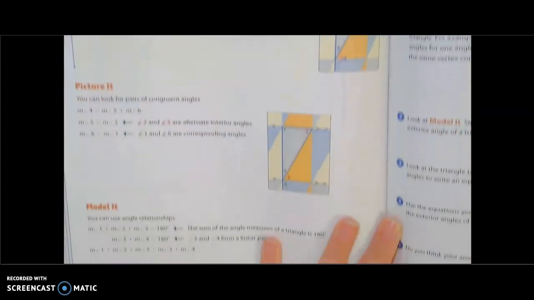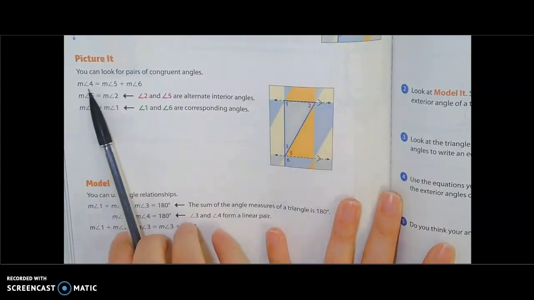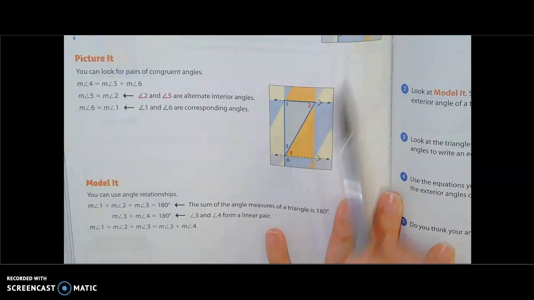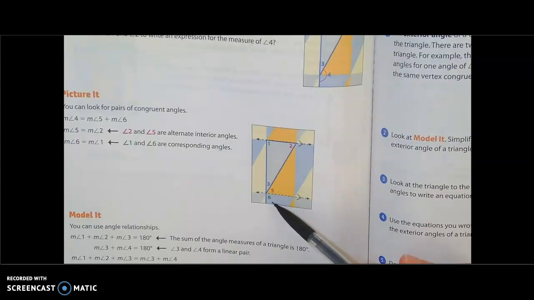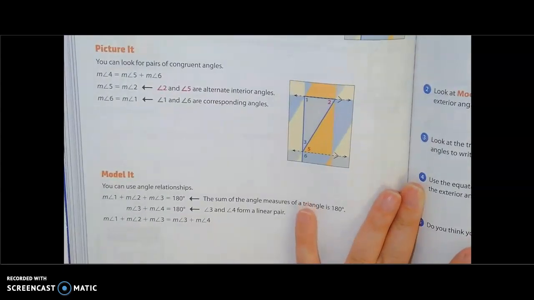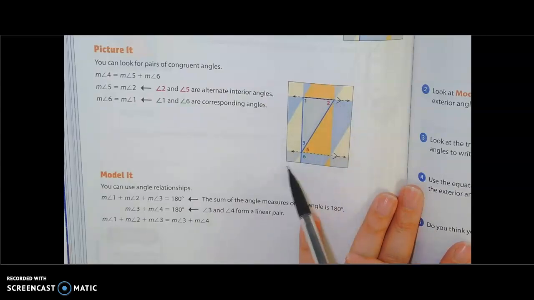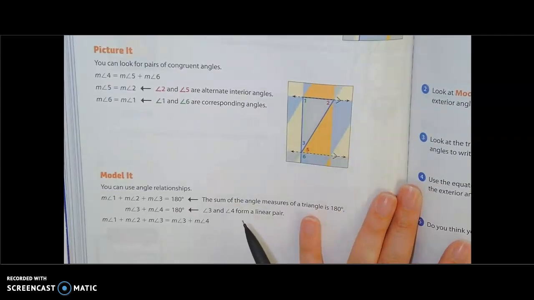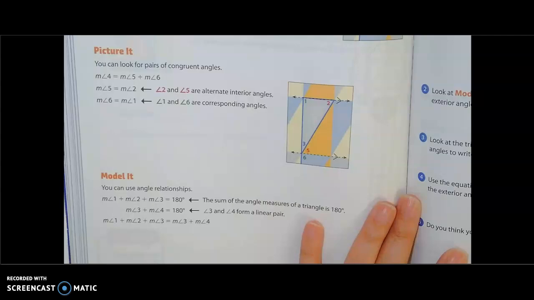So we can picture it, right? Here are my parallel lines. The measure of angle 4 is going to equal, they've changed 4, which was in this picture, to angle 5 plus angle 6. So the measure of angle 4 is going to equal the measure of angle 5 plus the measure of angle 6. Then, based off of alternate interior angles, here's my transversal, there's my two parallel lines, angle 2 is going to be congruent to angle 5 due to alternate interior angles, and angle 1 is going to be equal to angle 6 because of corresponding angles.